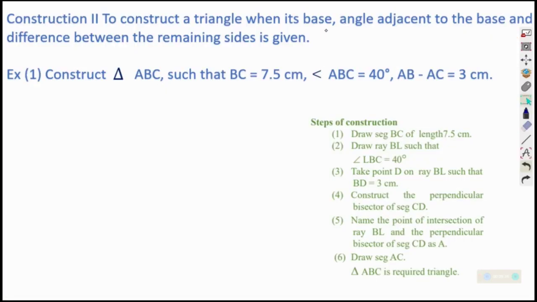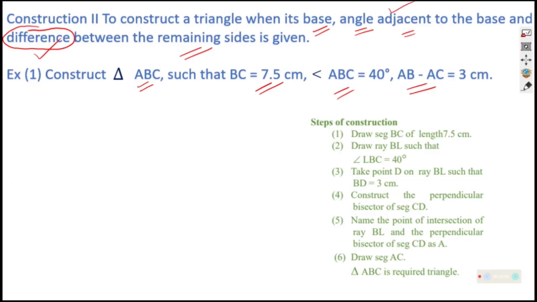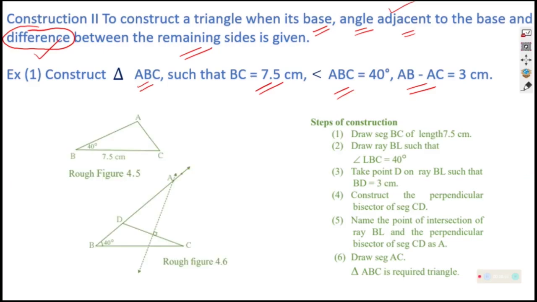The next type of construction is to construct a triangle when the base, an angle adjacent to the base, and the difference between the remaining sides are given. That is the most important thing: the difference between the remaining sides. Earlier it was the sum of the other two sides. This again, 9 centimeter दिया था. Here देखो, after giving the angle, the next point given is the difference AB minus AC दिया है. So we need to apply a little extra common sense to draw this particular triangle.